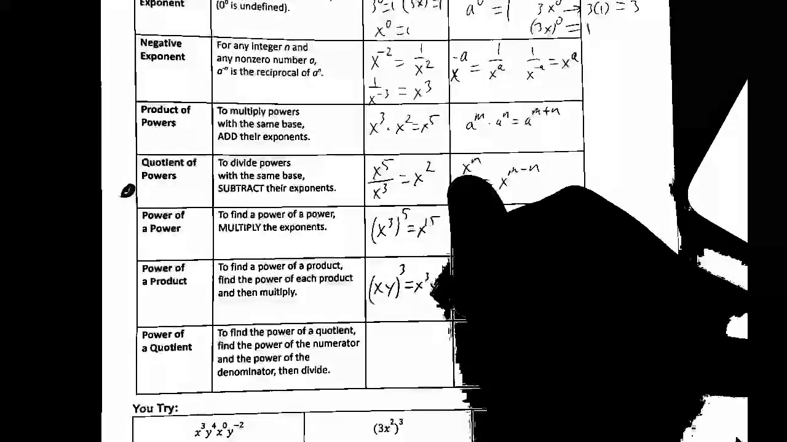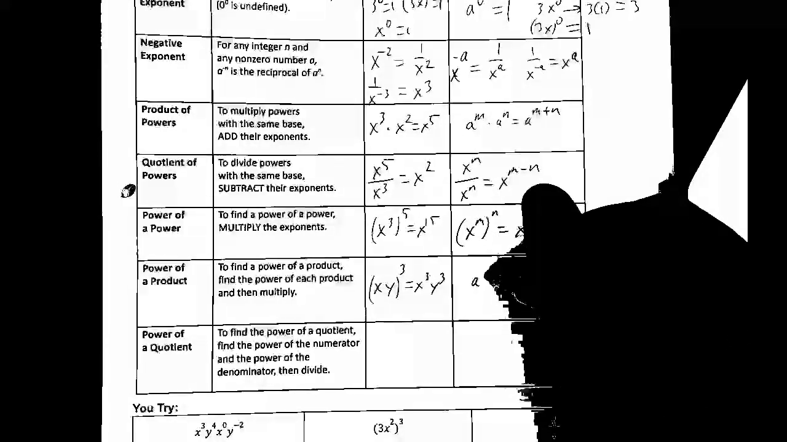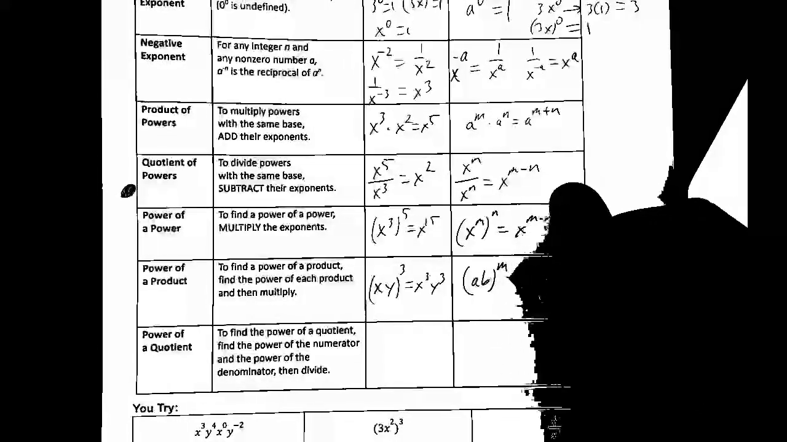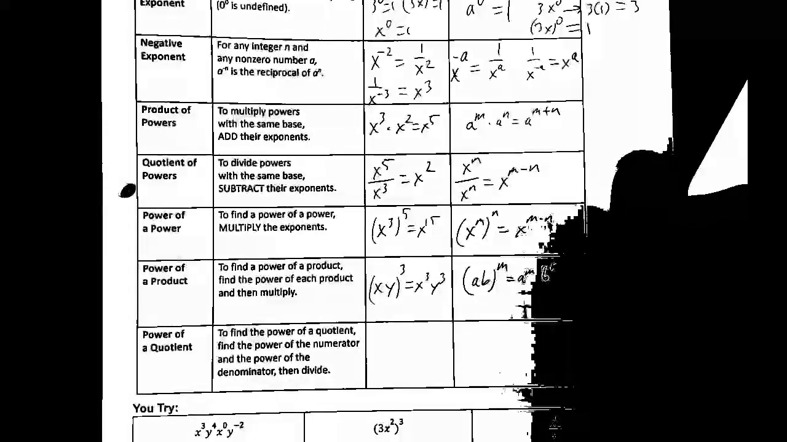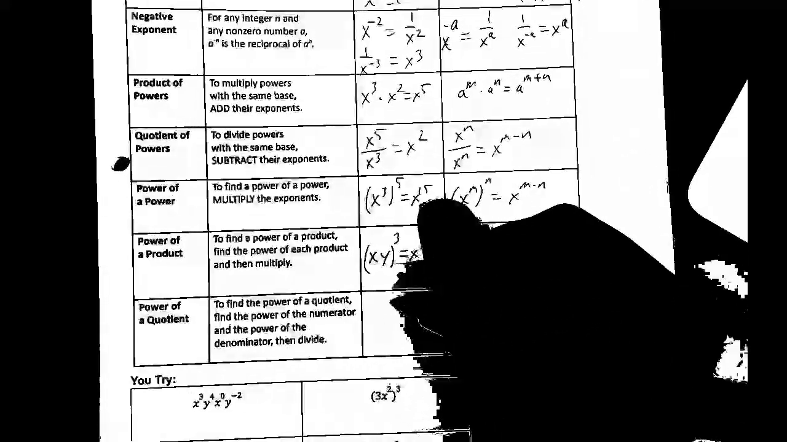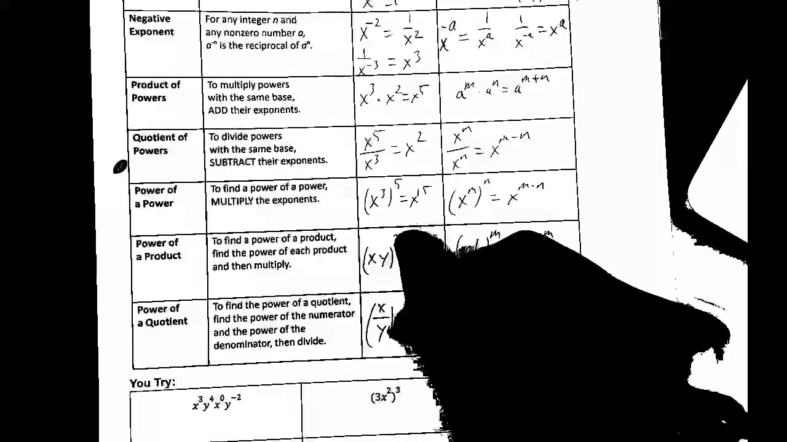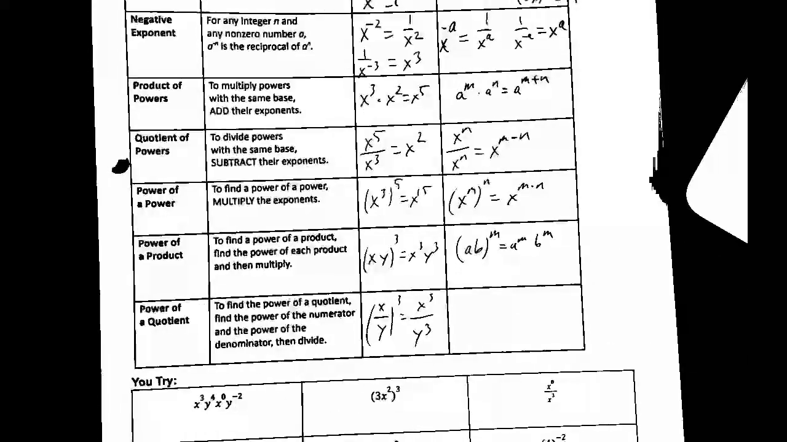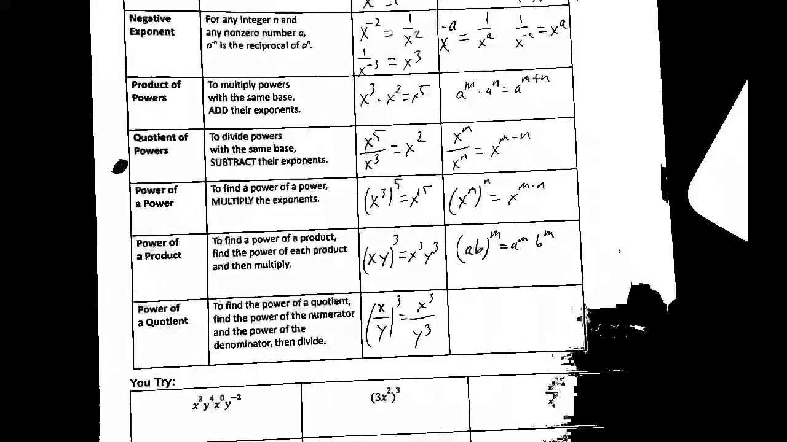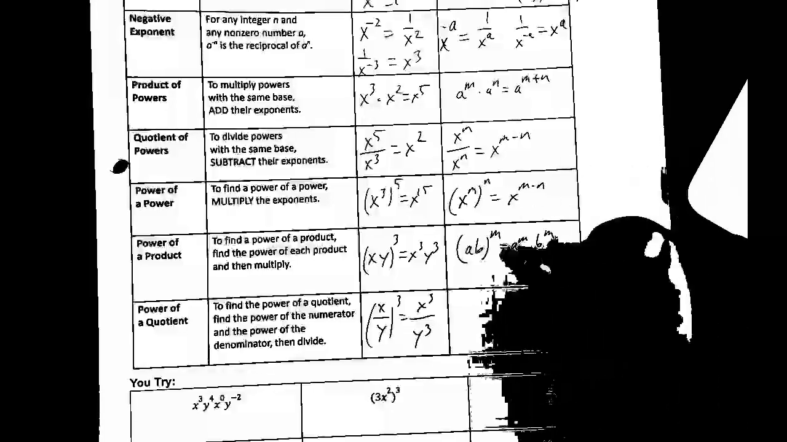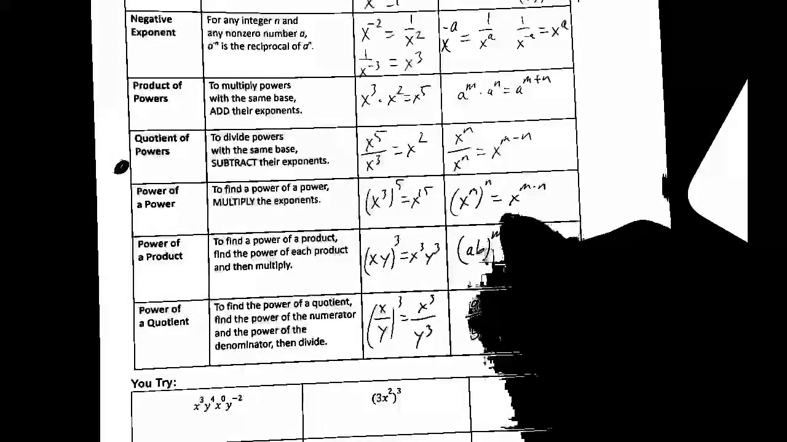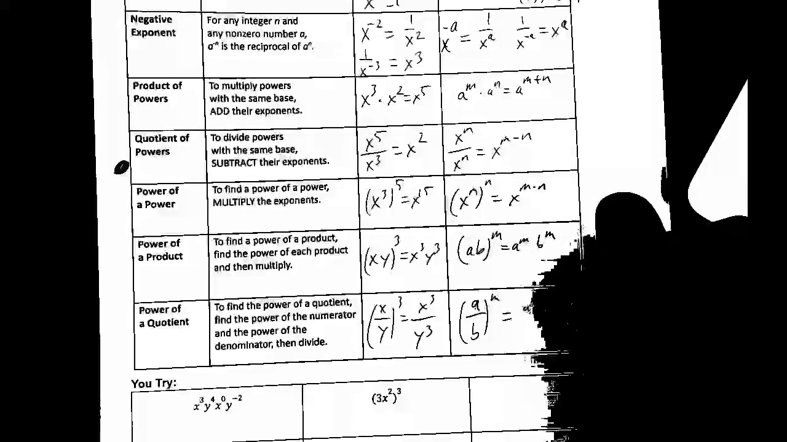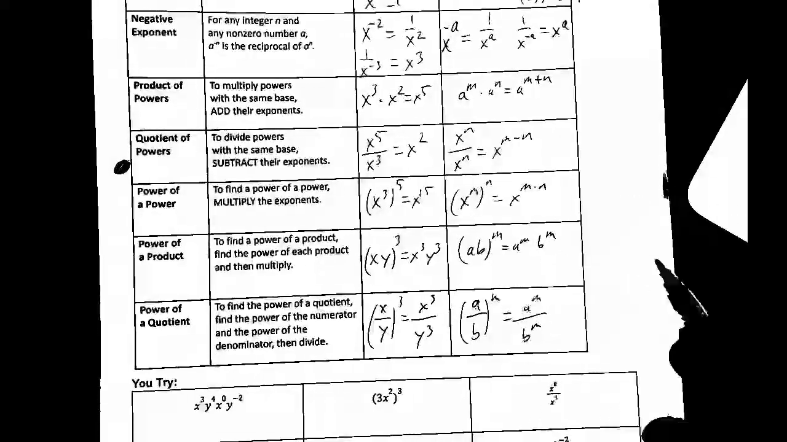Power of product just means if we have xy all to the third, that's the same as x to the third, y to the third. So ab to the m equals a to the m, b to the m. And the same idea with the quotient: x over y, all to the third is x to the third over y to the third. So we can distribute that exponent to each term inside the product or the quotient. So a over b to the m equals a to the m over b to the m.